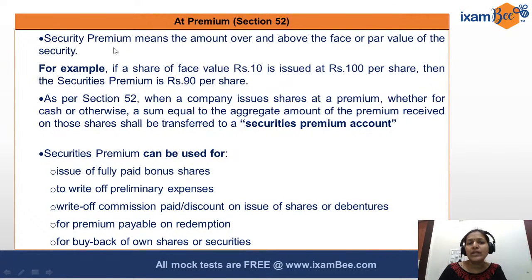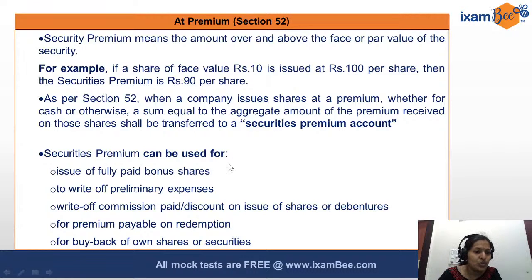Basically it means when you are issuing at a price which is over and above the face value of the security. For example, if we are saying we are issuing at 100 and the face value is 10, then the 90 rupees is basically your premium, which will go under the securities premium account in your balance sheet. Okay, securities premium account, it is shown under the reserves and surplus of the balance sheet.